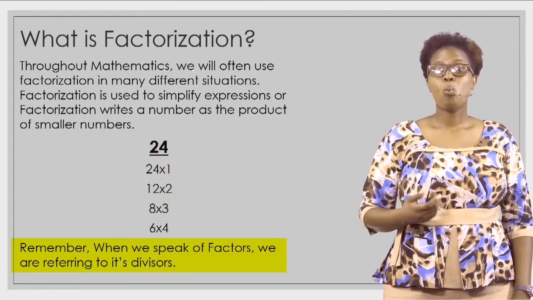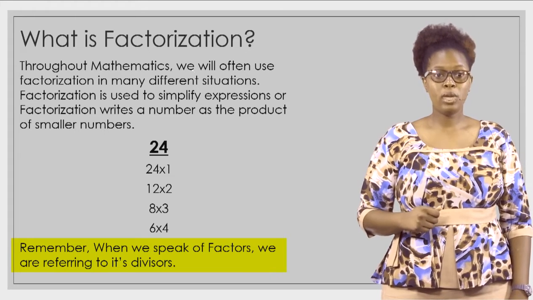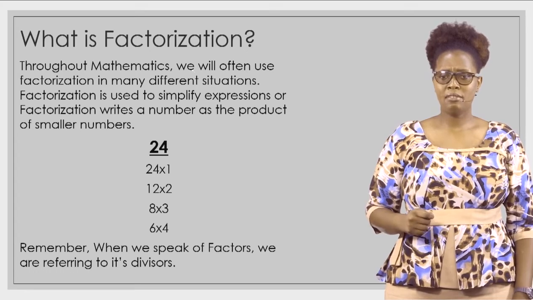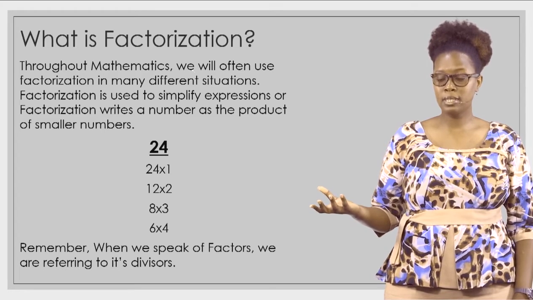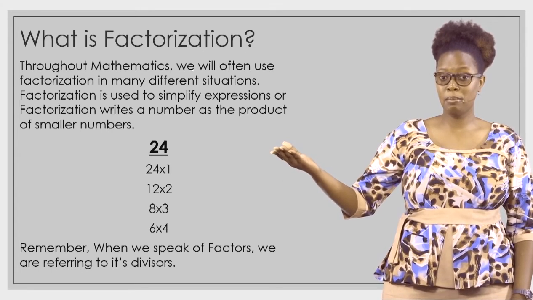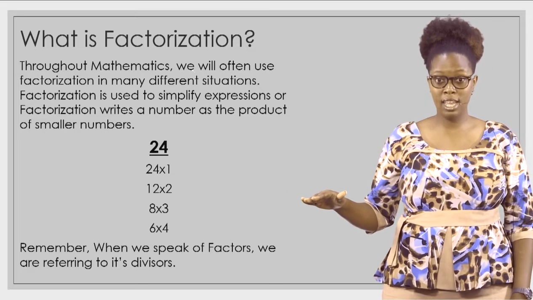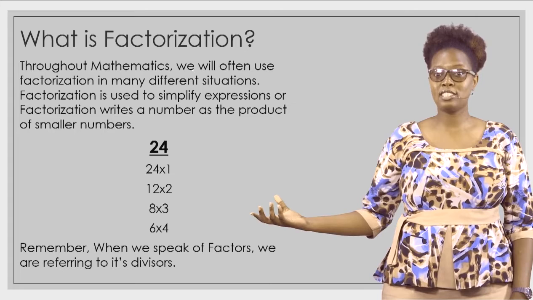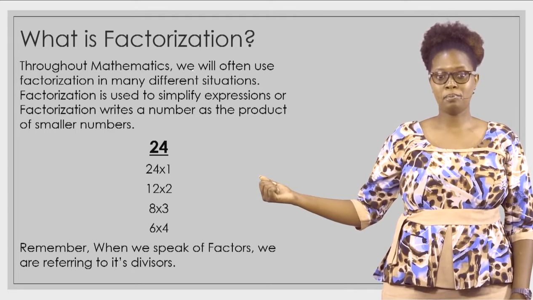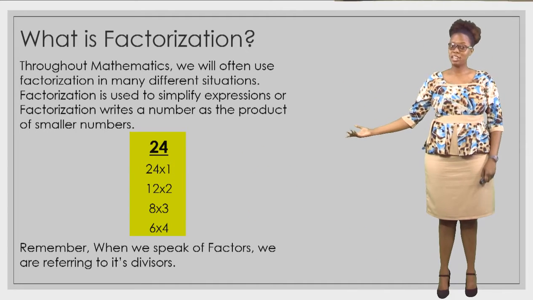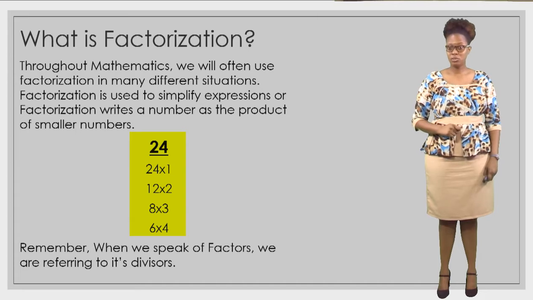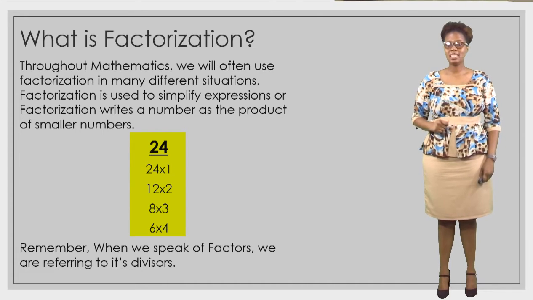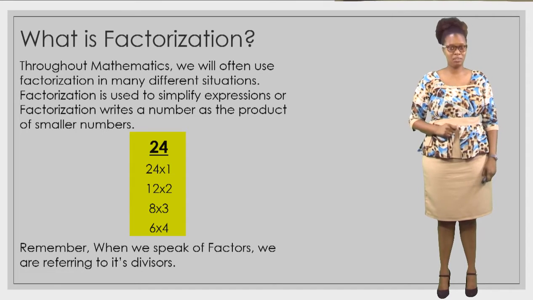Now remember, when we speak of factors, we are referring to its divisors. So as long as we have a number and we have some smaller numbers that could divide this big number directly without leaving any remainders, then that small number is considered a factor of the bigger number. So again, the factors of 24 are 24 and 1, 12 and 2, 8 and 3, and 6 and 4.